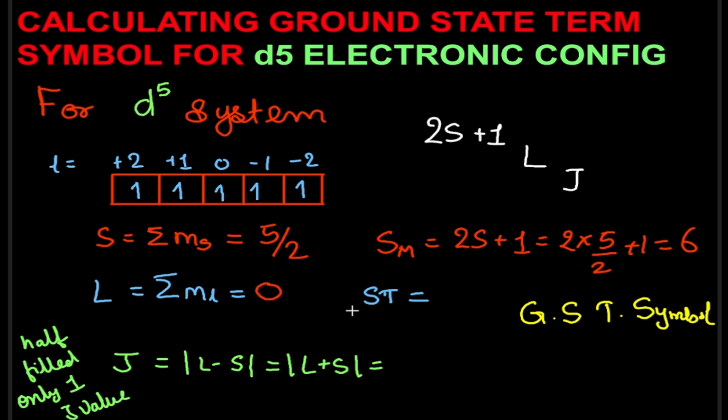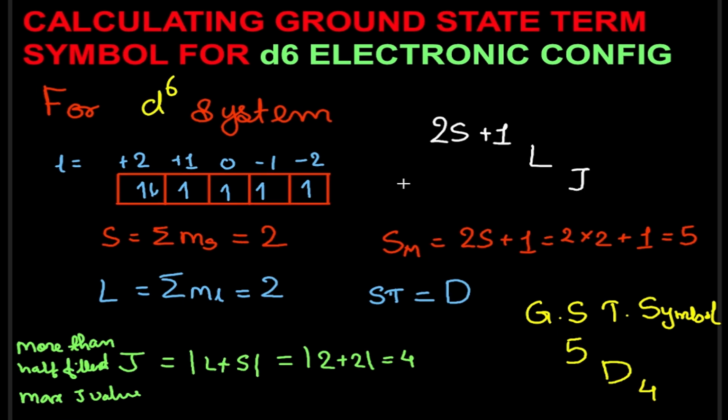And for L equal to 0, the spectroscopic term is S. When we have a half-filled configuration, whether we calculate L minus S or L plus S, we will have only one value, and that will be 5 by 2, because S is 5 by 2 and the value of L is 0. So the term symbol is sextet S 5 by 2, the term symbol for the d5 system.